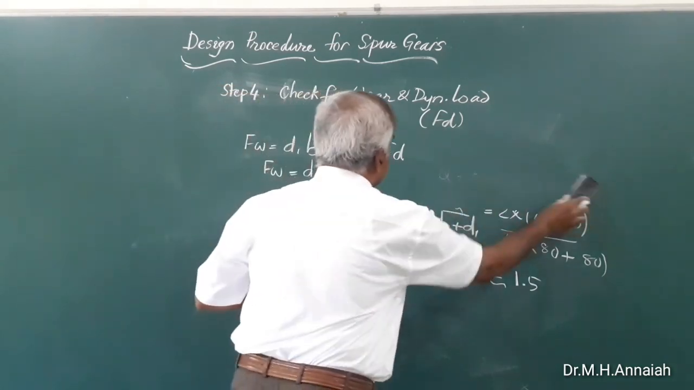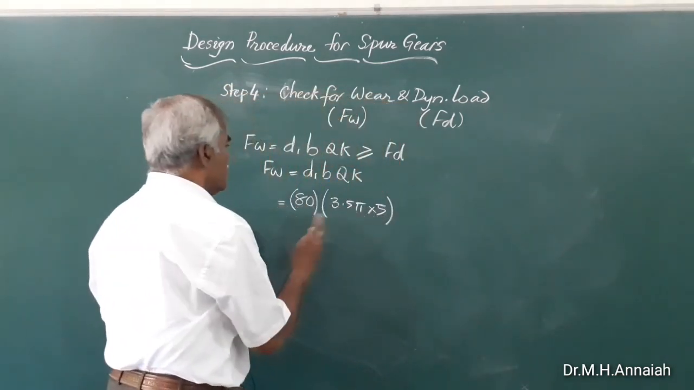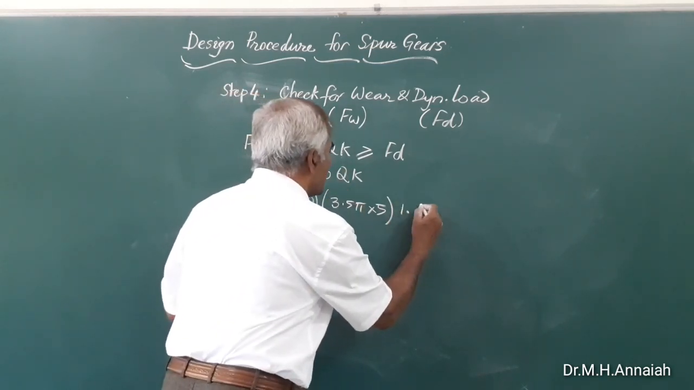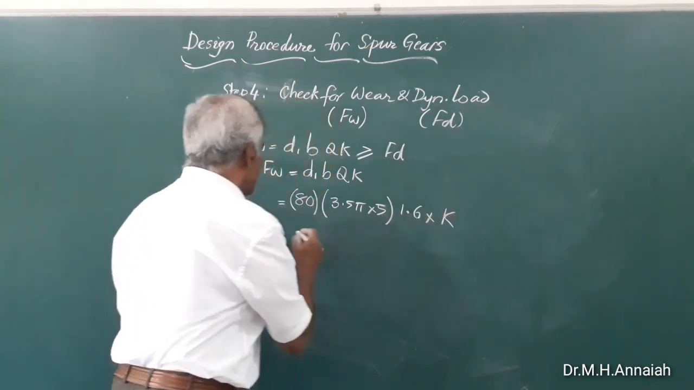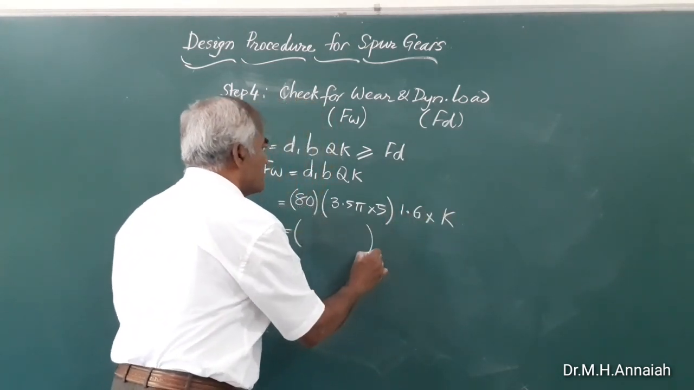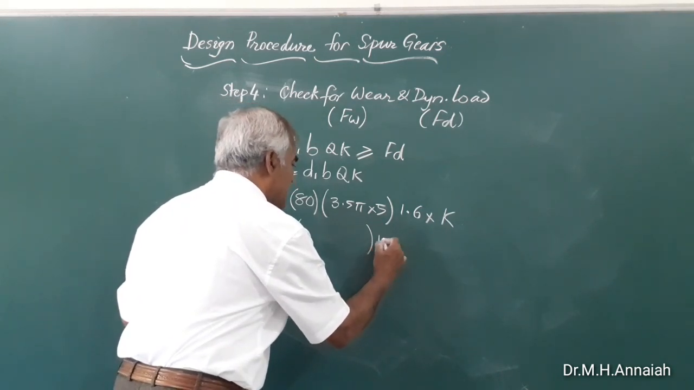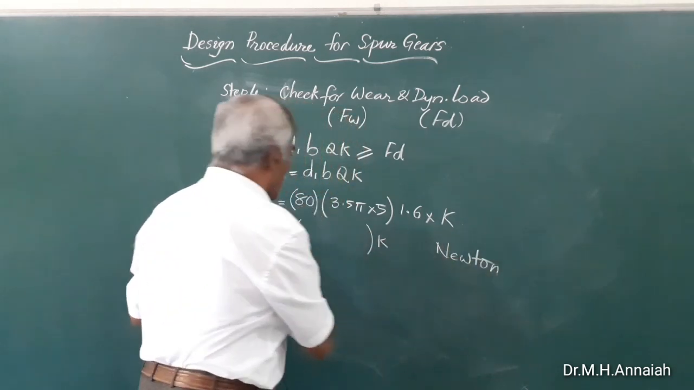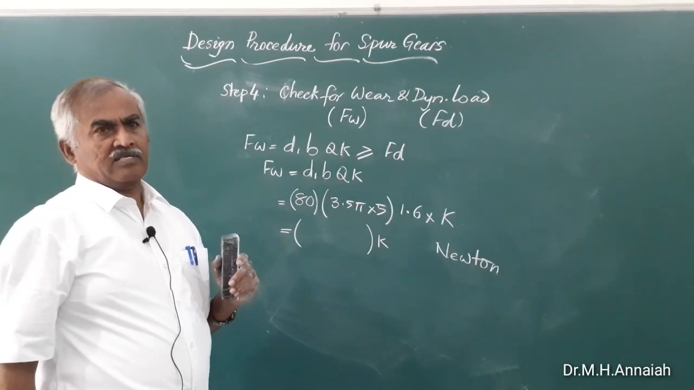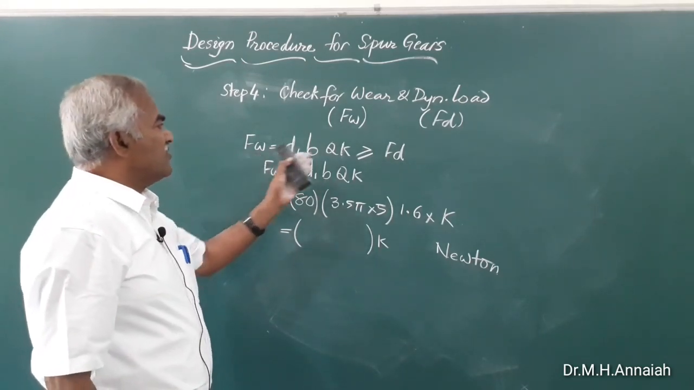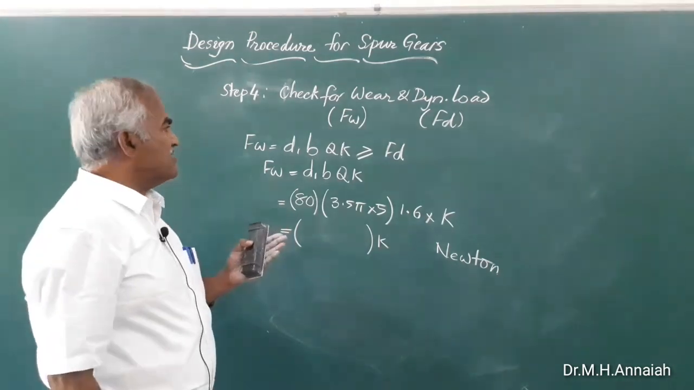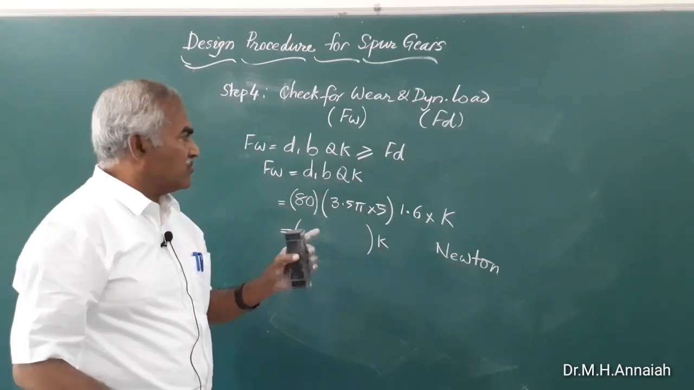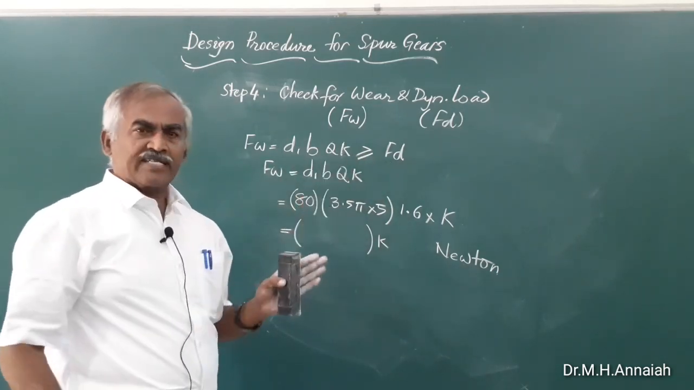So finally, friends, let me substitute this value. So 80 into b, we know q is 1.6 approximately, and K is K. That is, you are going to obtain this Fw in terms of K. This will be in terms of Newton. The value obtained is a load and hence it will be in Newton. Friends, we have found out this Fw in terms of K. K is the load stress factor which is available in the data handbook, and this Fd, if I am able to find out, we can just equate these to get the value of K.